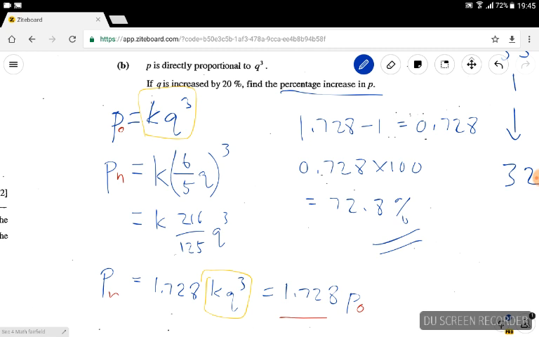Why must we take away the one? Because one whole is the old one. The new one is now 1.728 times the old one. So how much did it change? It changed by 0.728 times. In terms of percentage, it is 72.8%. So far okay? It doesn't matter whether they give you 20, 50, 100, you use the same method, the P old, P new method. So take a look at the next question.